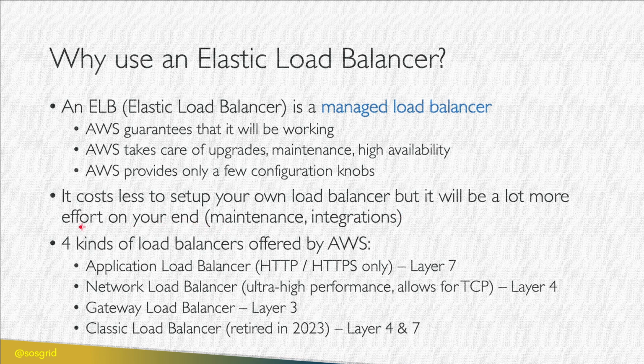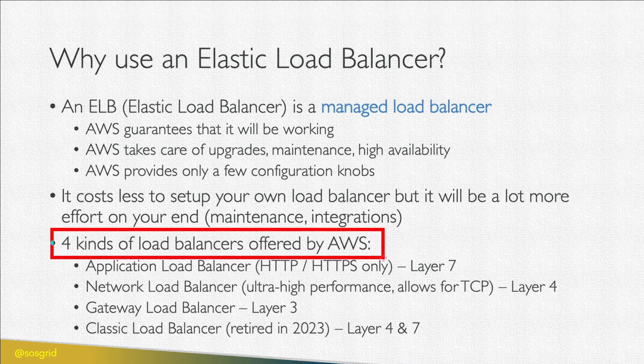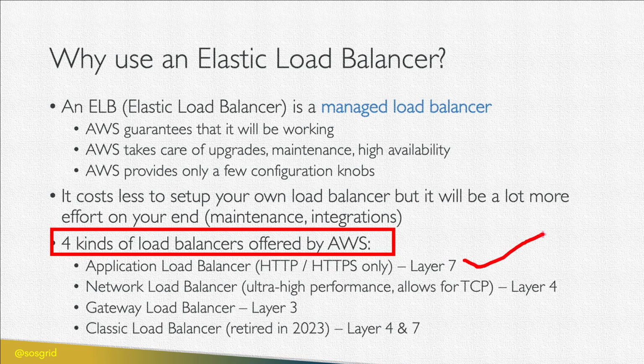Lastly, there are 4 kinds of load balancers. We have the application load balancer. This is usually for websites or applications. When you visit a website, the address usually starts with HTTP or HTTPS. By the way, there are 7 layers, and the topmost layer is layer 7. This application load balancer works at layer 7.